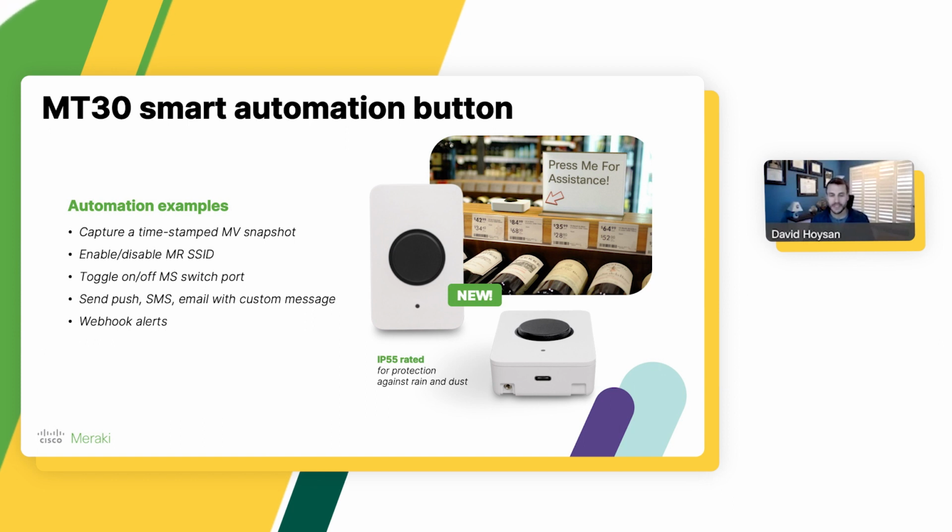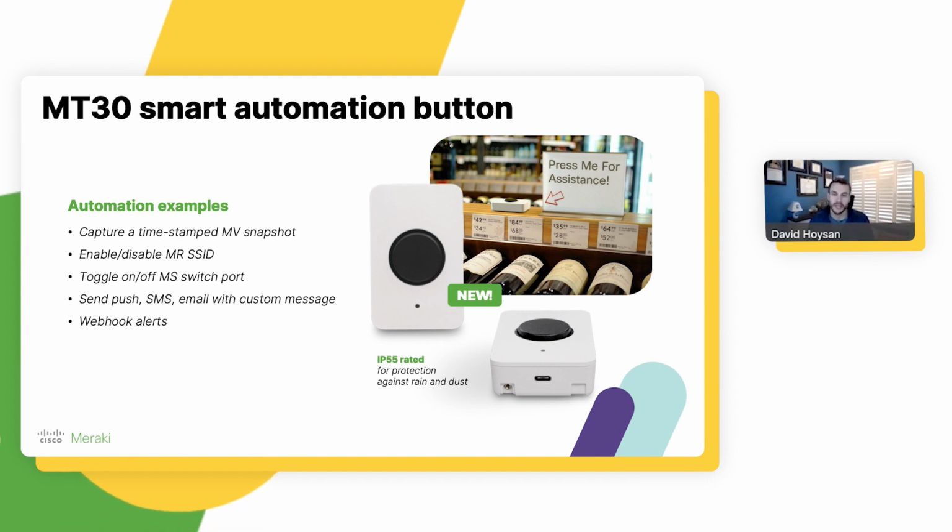So just for a couple examples, MT30 could be used inside of a retail or a hospitality establishment where a customer could press the button to receive assistance from staff members. Or MT30 could be used on a manufacturing line so that a worker could press it to request new material if their material has depleted. So a lot of exciting use cases spanning across many different verticals.